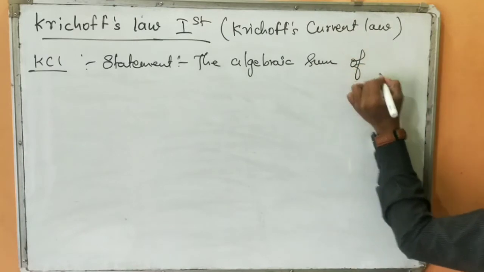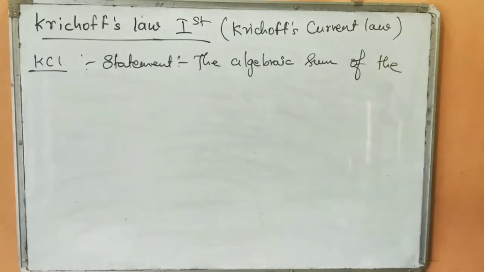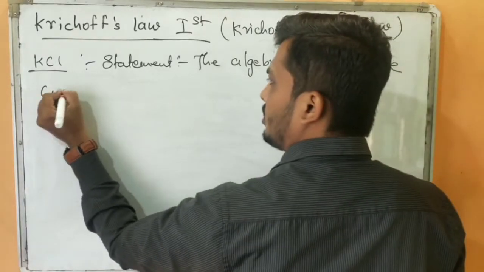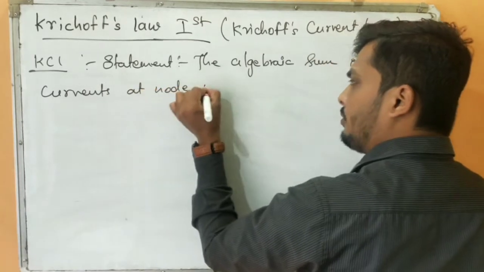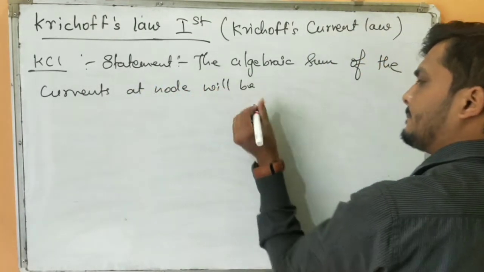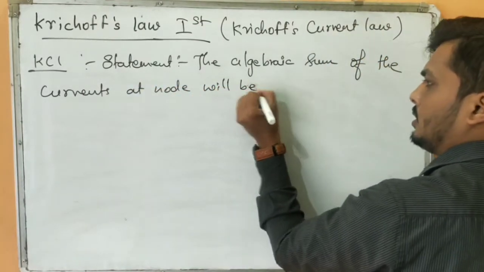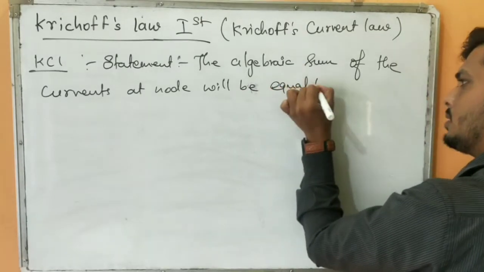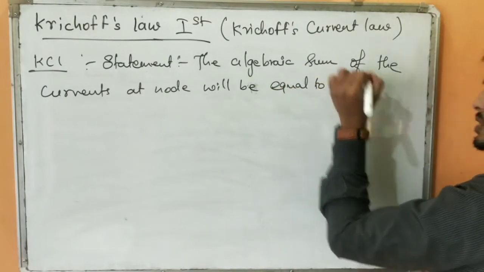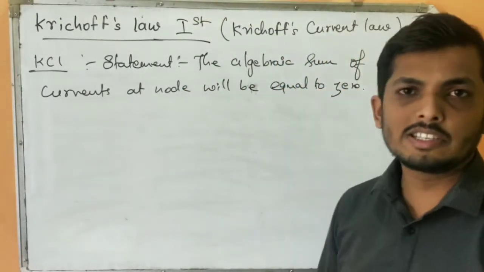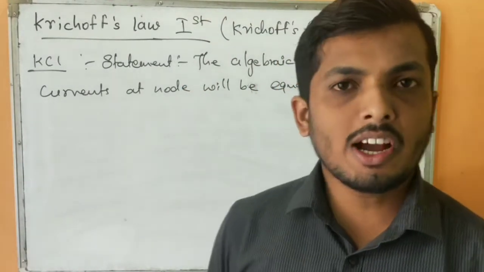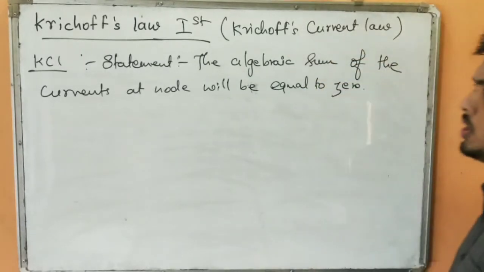of the currents at a node will be equal to 0. So simple. It's Kirchhoff's current law. What it states is that the algebraic sum of the currents meeting at a node will be 0.